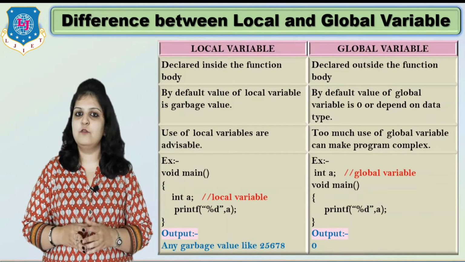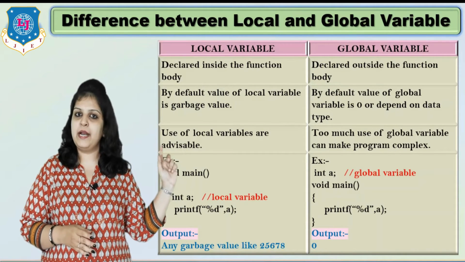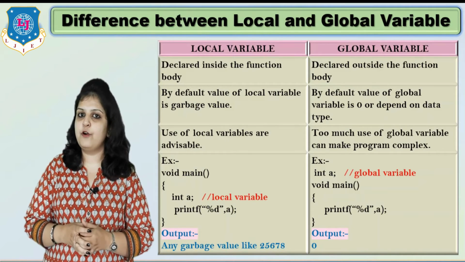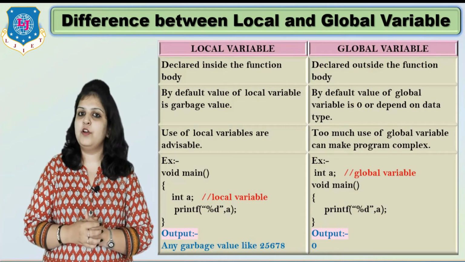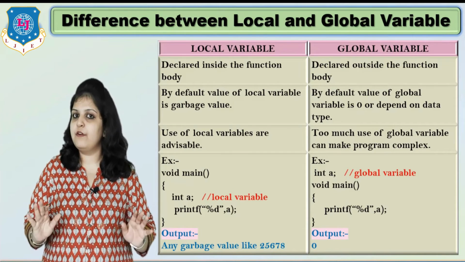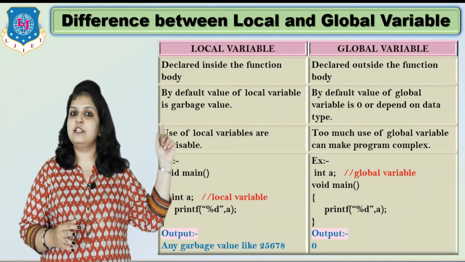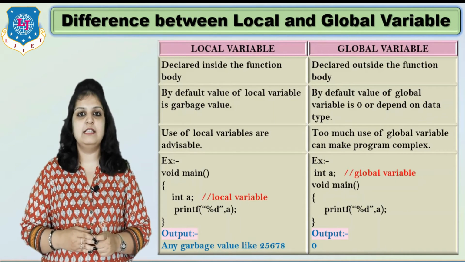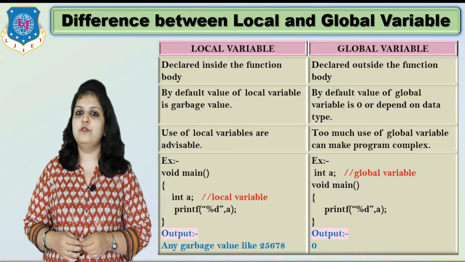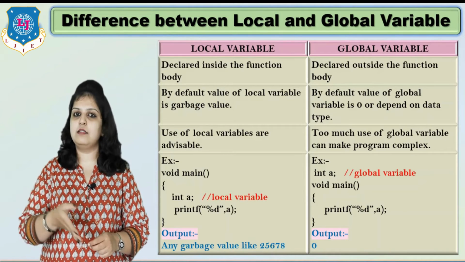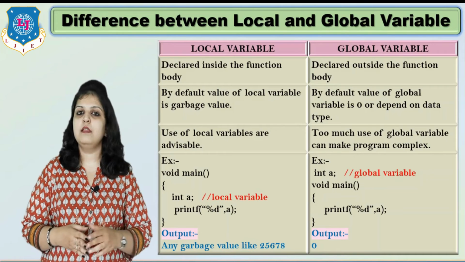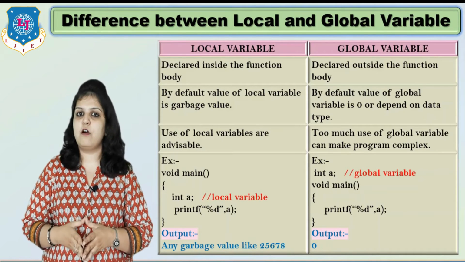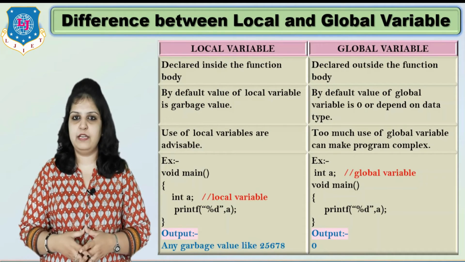And see the global variable. Integer a I am writing first, and then after that I am writing void main and printing the value of a. Here again I am not assigning any value to our global variable, but just see the second point, that the default value of a global variable is 0. So here our output is 0 because it will assign 0 as the default value. So these are all the differences between a local variable and a global variable.